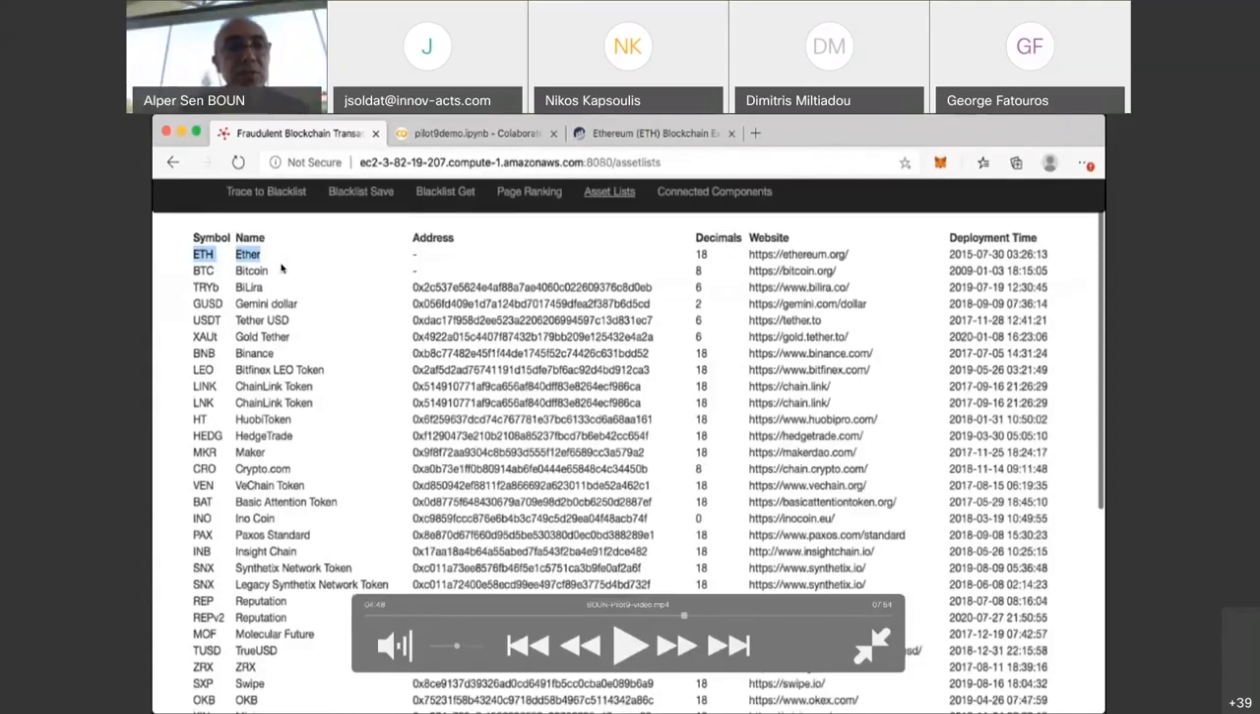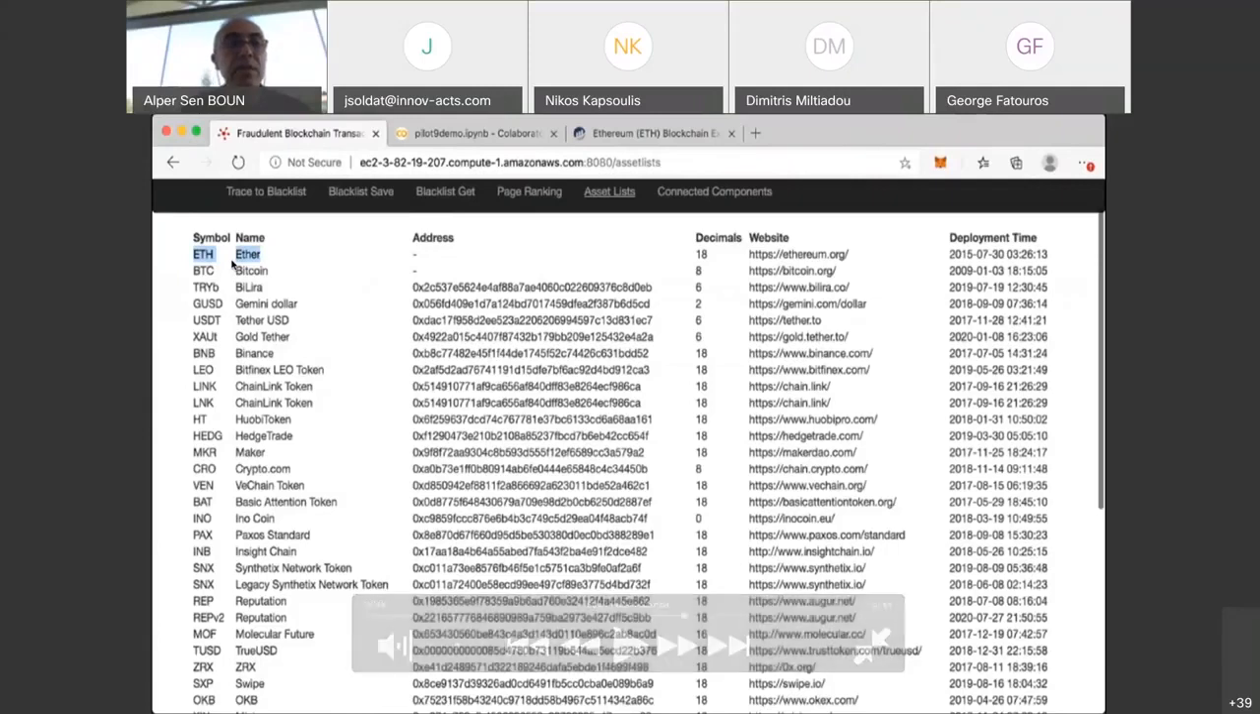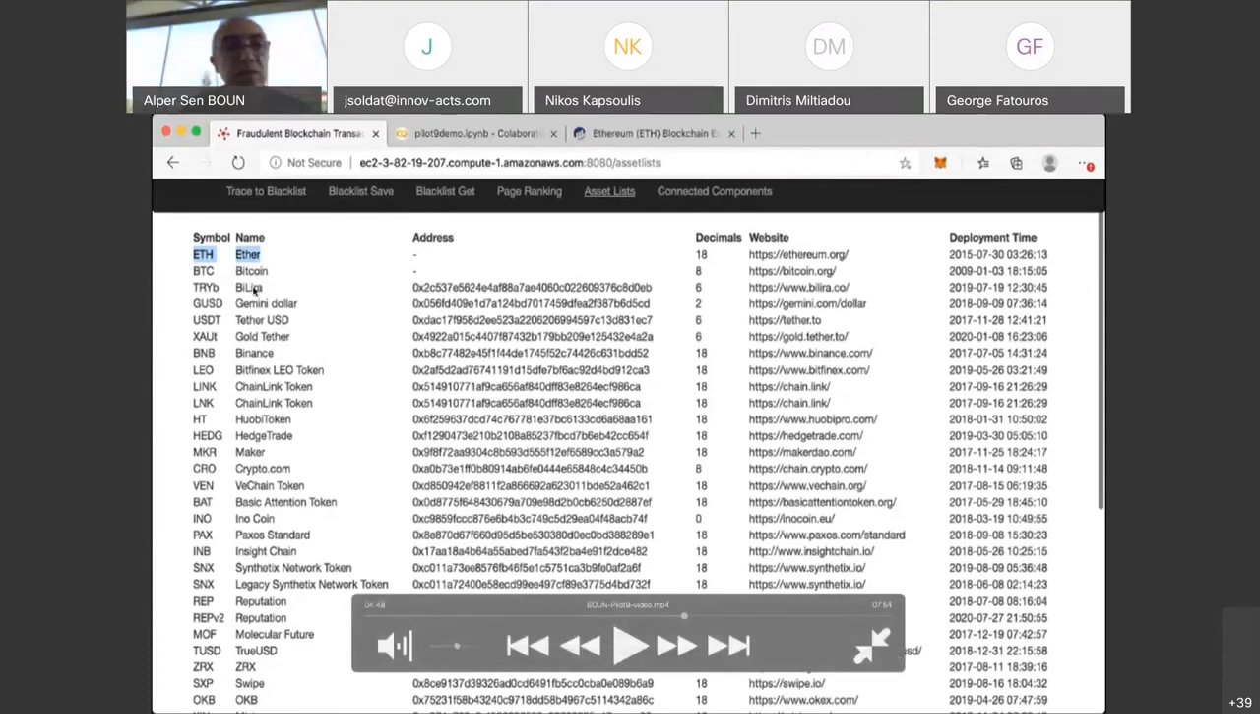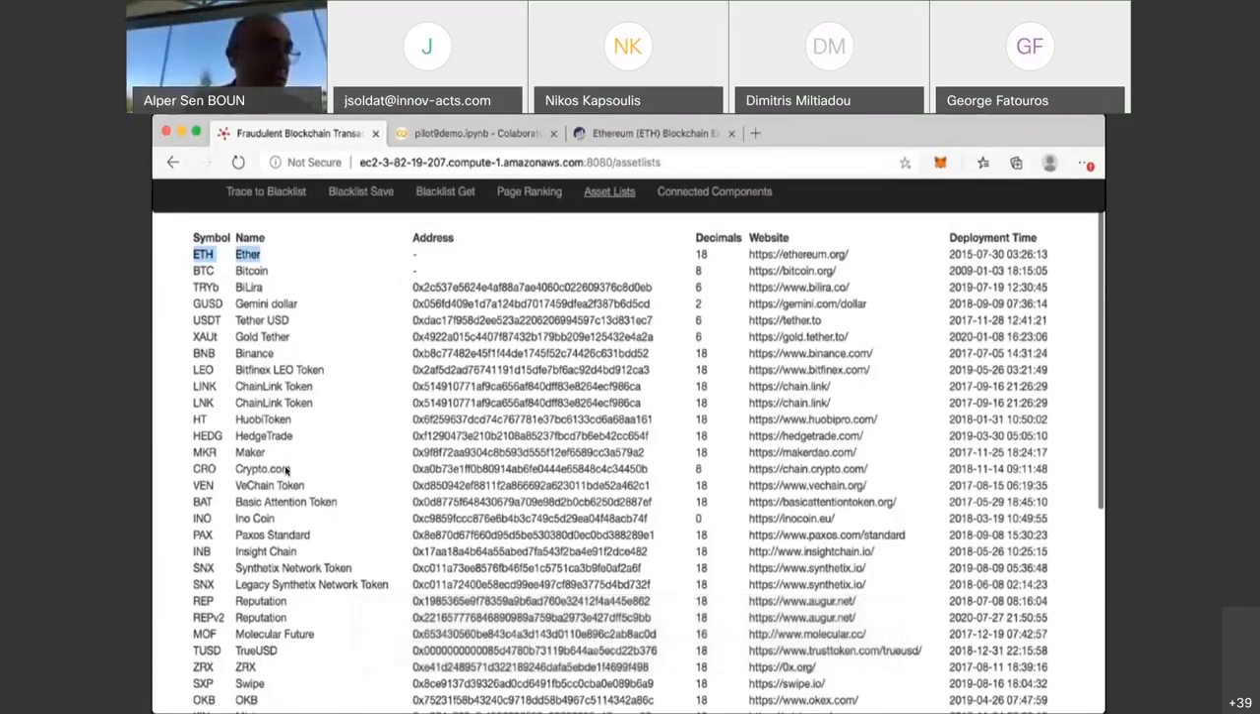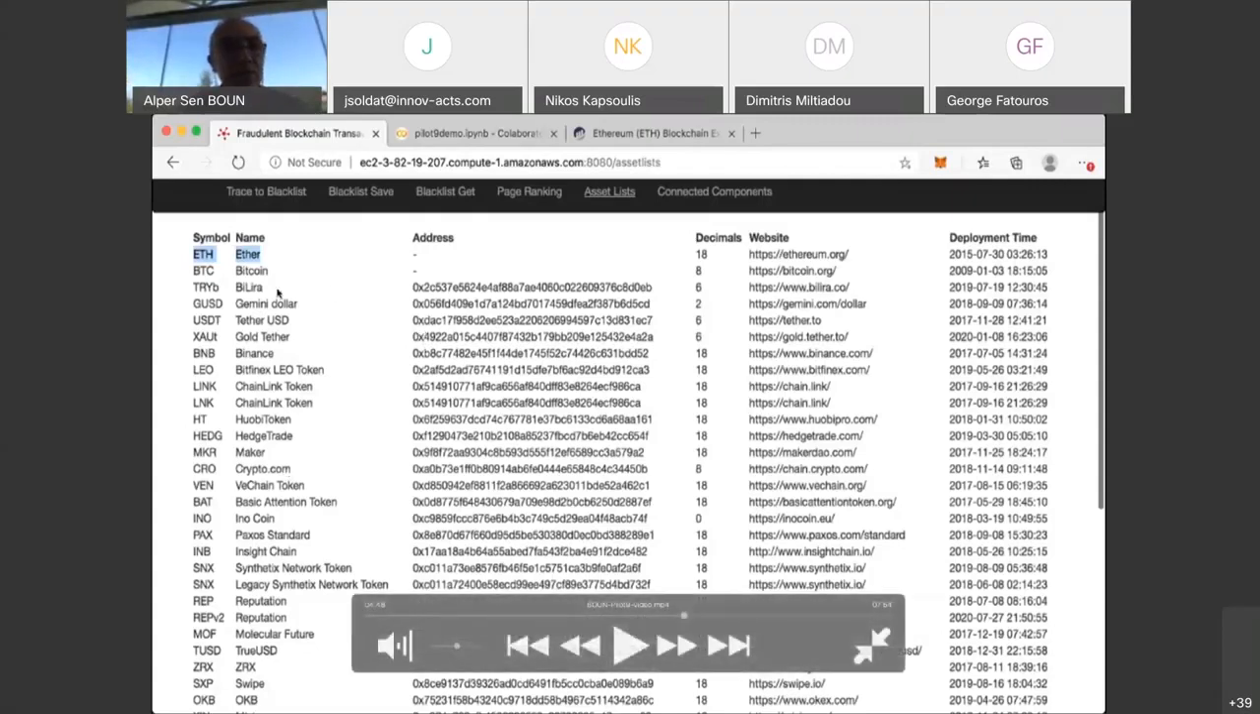So we currently have Ether addresses. We have token contracts, such as B-Lira, Gemini Dollar, Tether USD. So there are 31 major token contracts being tracked. We don't have the Bitcoin data in the system yet, but that's what we are planning to add.